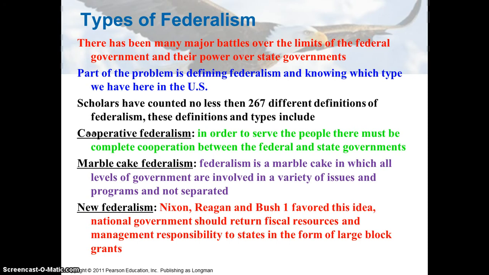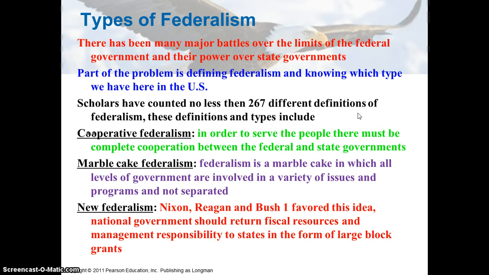And lucky for us, if you look at the very top part here in black, it says that there are 267 different definitions of federalism out there. You don't have to know all of them. Yay! You have to know a lot of them. Boo! Nobody likes that. So let's get to the major ones here, the ones that you need to know about.